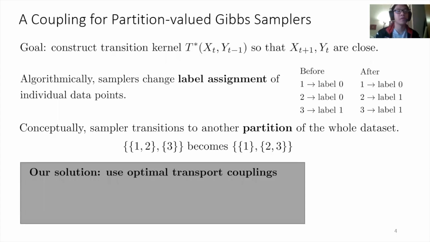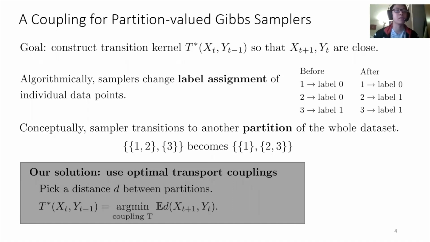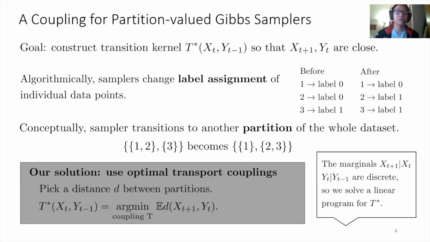We take the conceptual view and then compute optimal transport couplings between the distributions over the partitions. We first pick a distance d between the partitions. Next, we compute T star as the coupling that minimizes the expected distance between the next states. The marginals are discrete, so we could solve a linear program to find this T star.